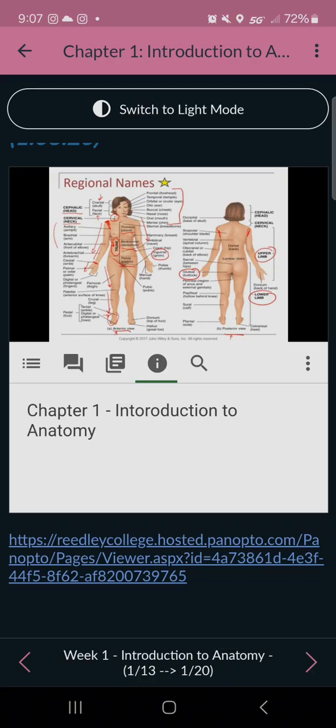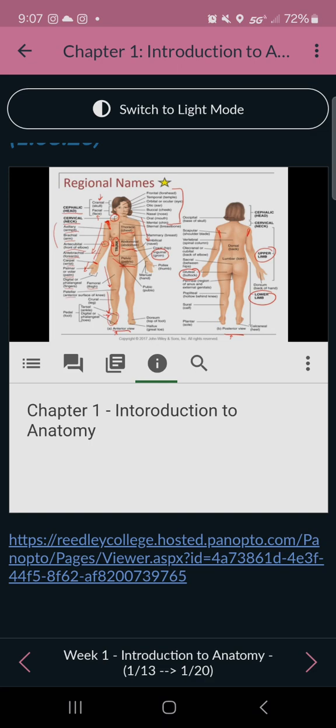So here, for example, axillary means armpit, brachial means arm, antecubital means the front of the elbow, right? We have the antebrachial, which is the forearm. We have the carpal, which is the wrist, palmar or volar, which is the palm. Fingers are going to be digital or phalanges. Another word for thigh is femoral.